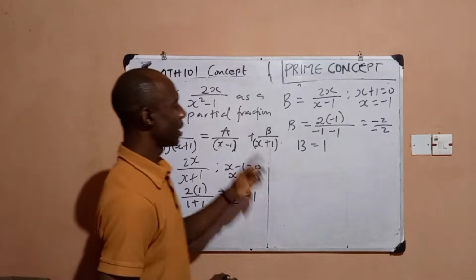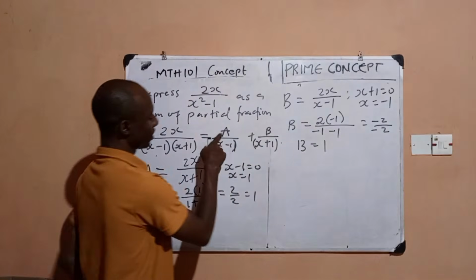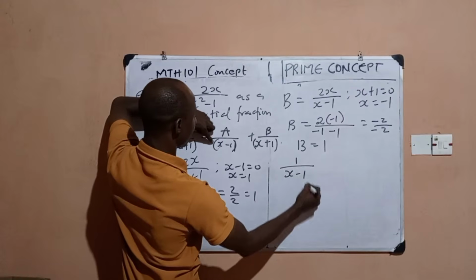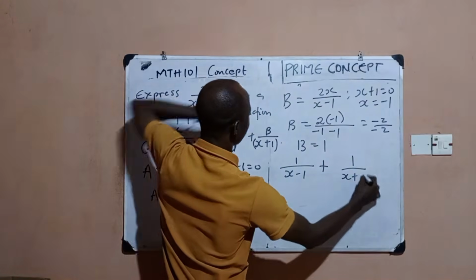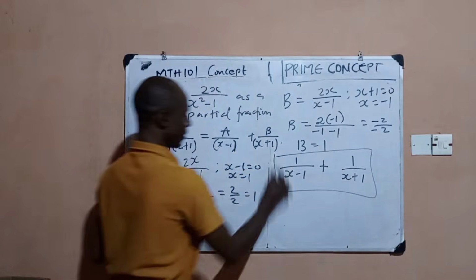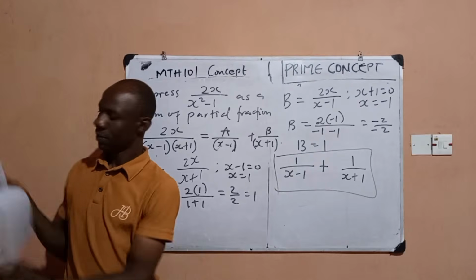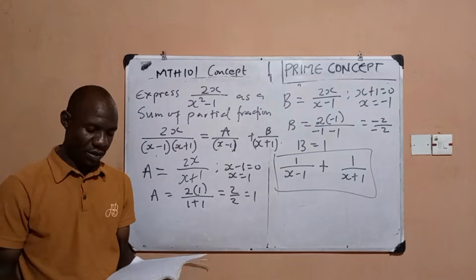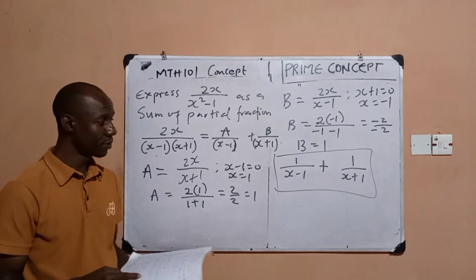Now, since I've gotten A and B, I'll go back and replace them. If I put A as 1, I have 1 over x minus 1, plus B is 1 over x plus 1. So this is my answer. If you have that question paper, check your options. The correct option is option A.